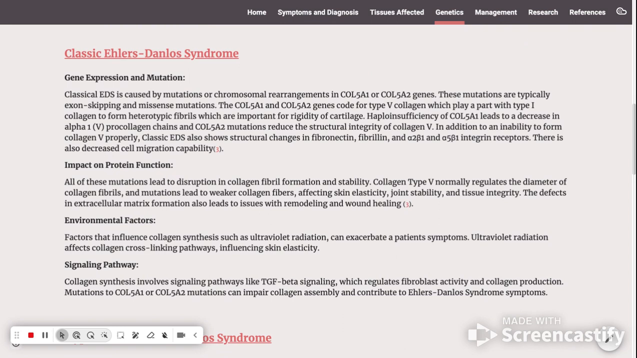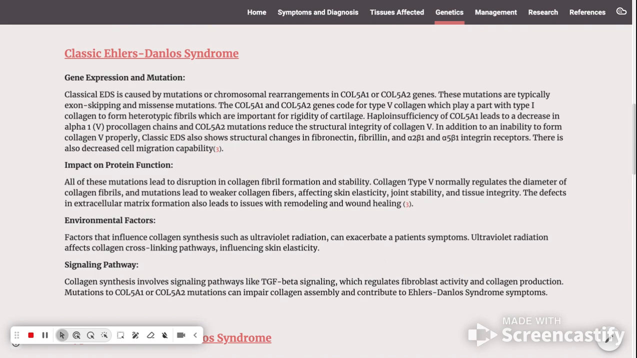And so this occurs by mutation in the COL5A1 or COL5A2 genes. And the mutations are typically either missense, which is when a single nucleotide gets changed and results in a codon change, or exon skipping, which is when part of the DNA gets skipped over, and this can lead to a shorter protein being formed. So mutations in these genes are going to impact the type 5 and type 1 collagen, which are responsible for the skin, hair, ligaments, and bones. And it's overall going to lead to an issue in fibril formation and stability and impair that collagen formation.